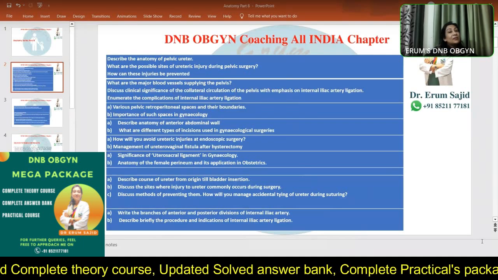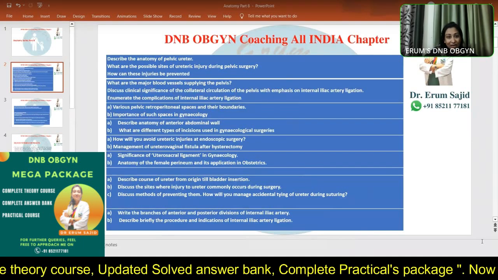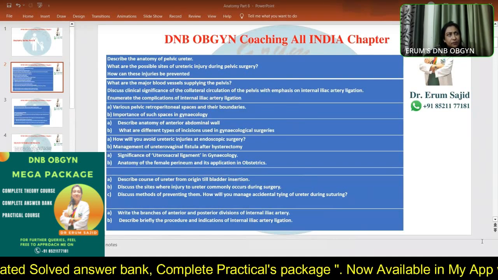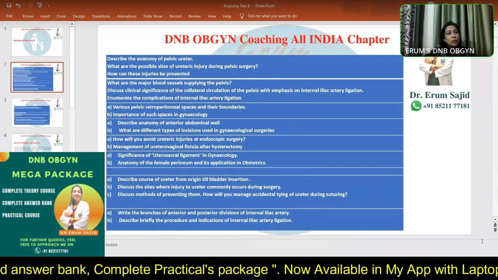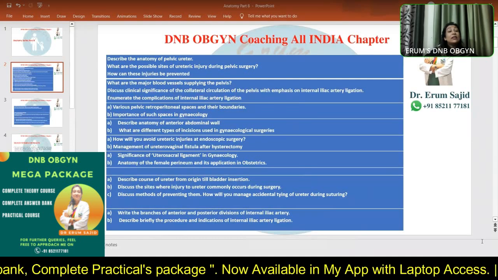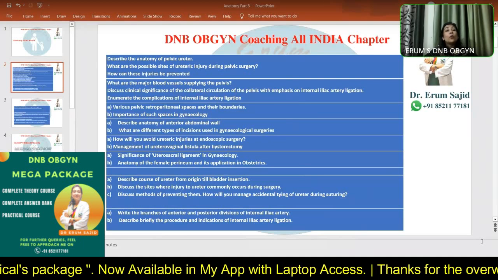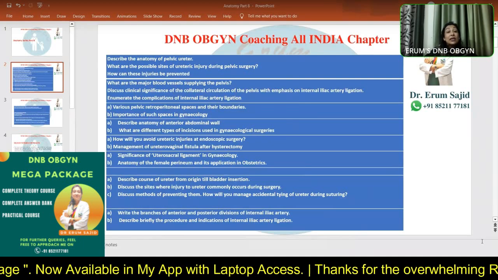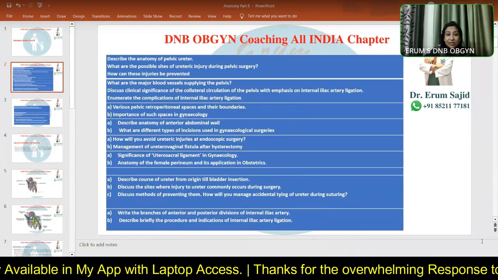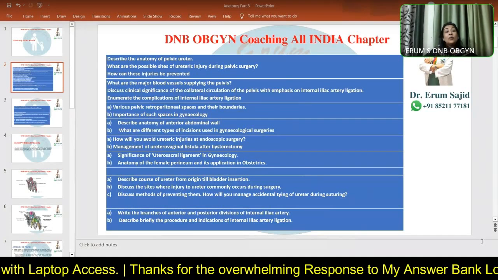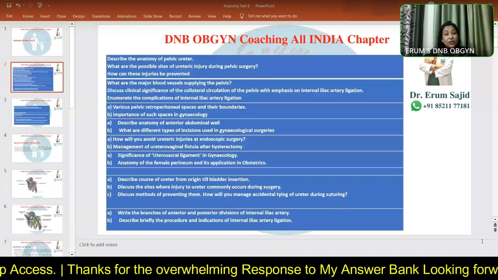The next about major blood vessels supplying the pelvis, I'm going to be taking it right now. This question has been recently asked in October. I'm sorry, maybe October or the session right before that. This question has been asked about the arterial supply, which is very, very important. That makes it even more important because it's a recent question. Clinical significance of the collateral circulation of the pelvis with emphasis on internal iliac artery ligation. Enumerate the complications of internal iliac artery ligation.